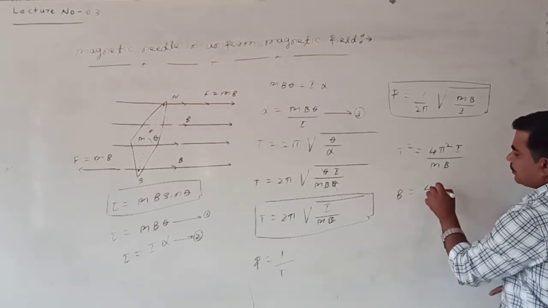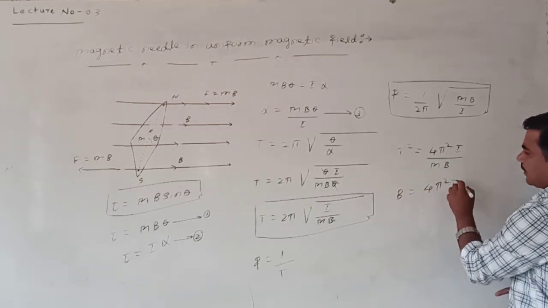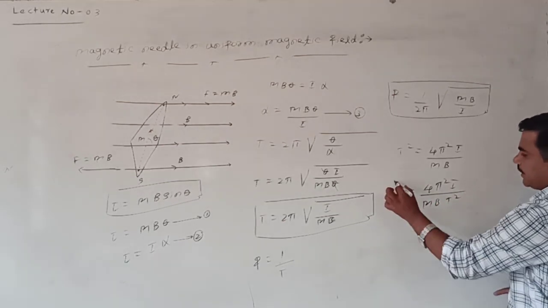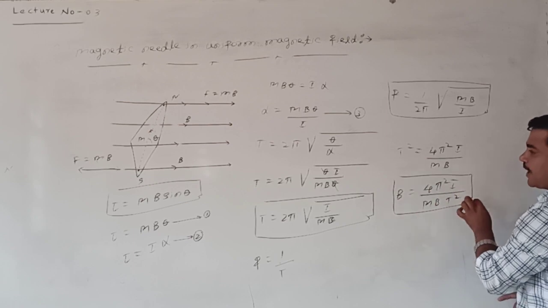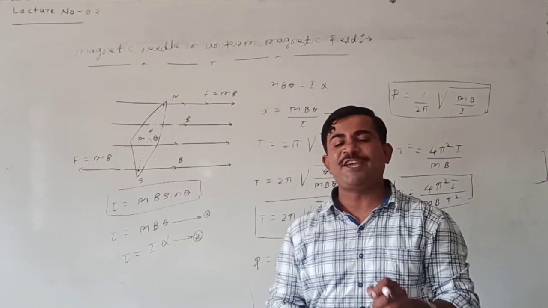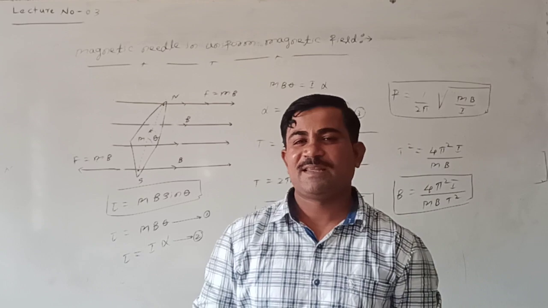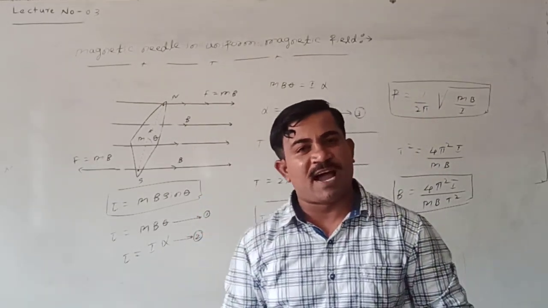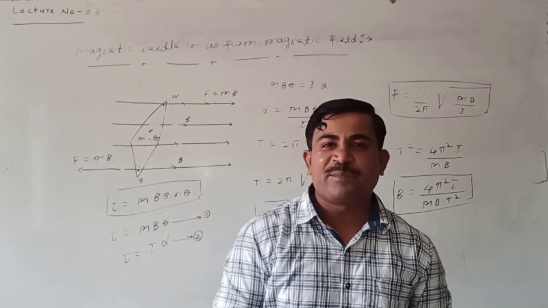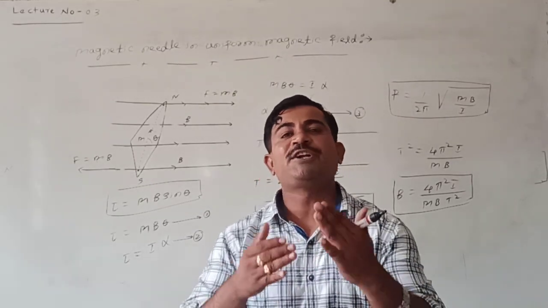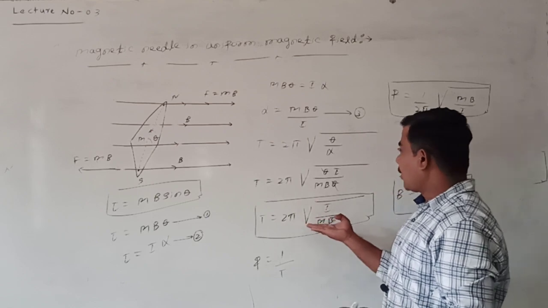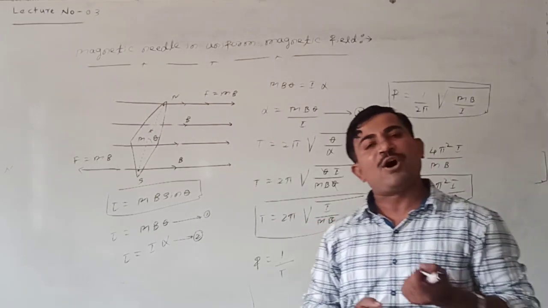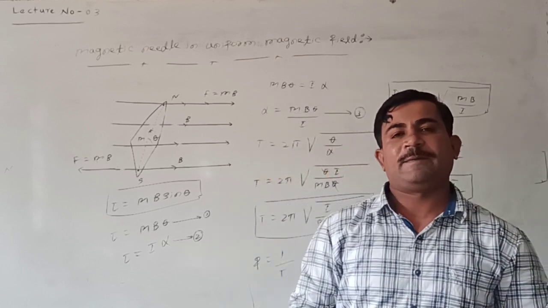Then B is equal to 4 pi square I whole divided by M into T square. This much magnetic field is required to oscillate the magnetic needle in a uniform magnetic field. That is, when a magnetic needle of moment of inertia I and magnetic moment M is placed in a uniform magnetic field, it oscillates with time period T and frequency F, and it requires this much magnetic field to oscillate.